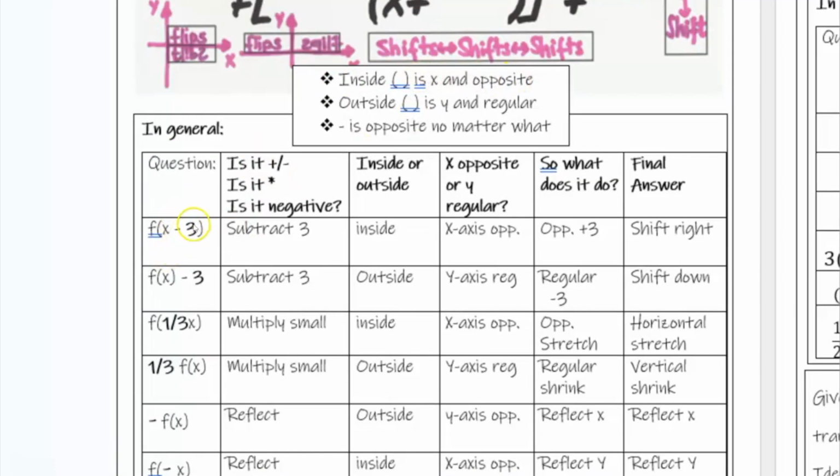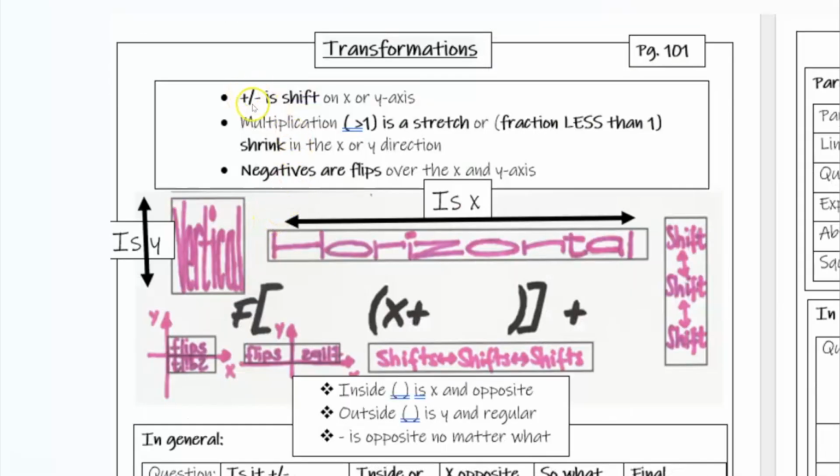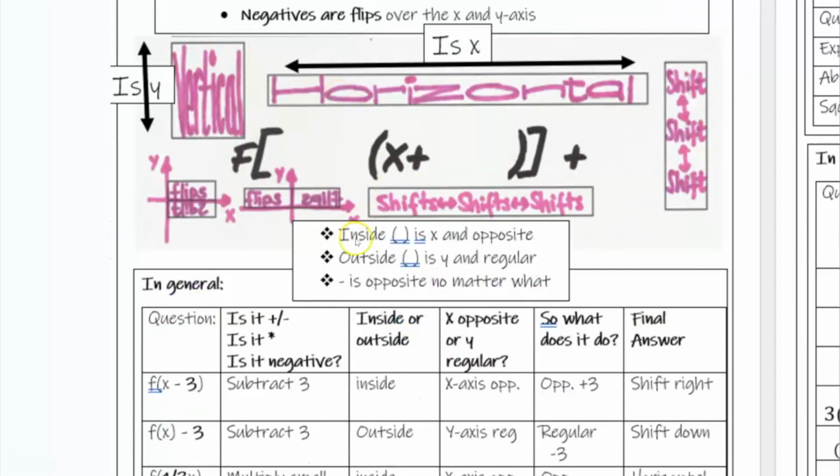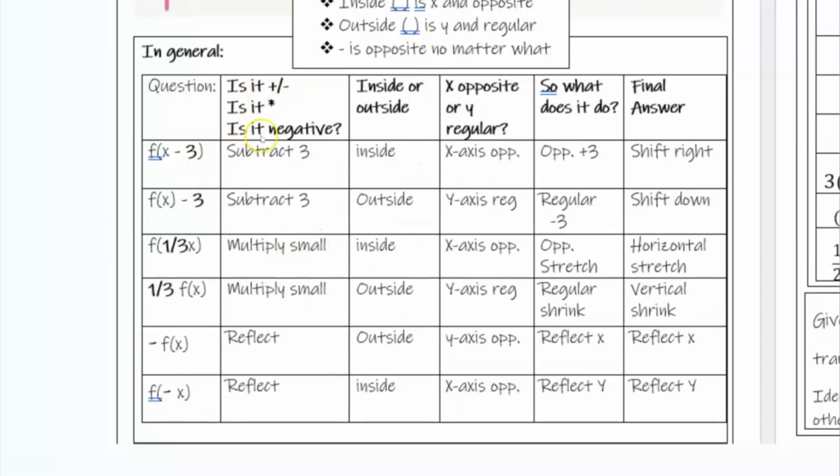So I have -3. Again, if you're adding and subtracting, it's a shift on the x and y axis. So now I know I'm inside, so it's adding or subtracting on the x axis, and it's going to be opposite of what you think. So I'm going to subtract 3 on the inside. It's going to be opposite of what I think. So what is opposite of -3? +3, so I'm going to shift right.